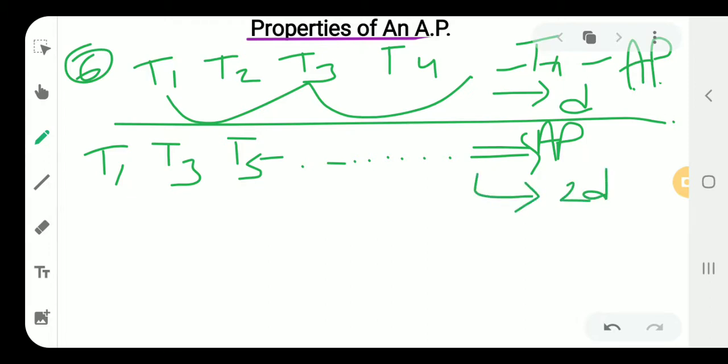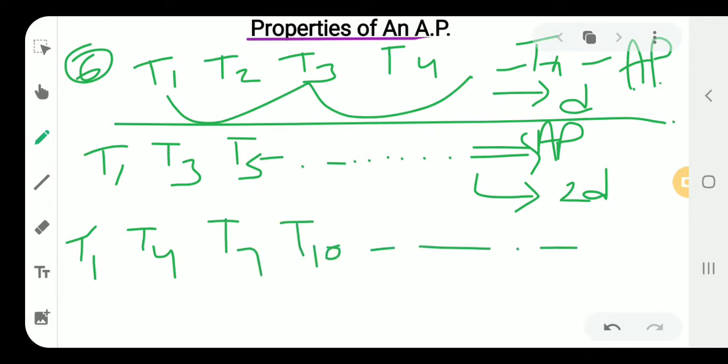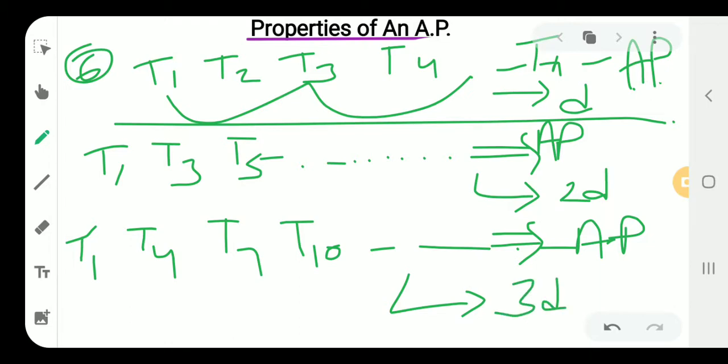Similarly, if we take the terms like T1, T4, T7, T10 and like this, then this will also be an AP with a common difference of 3D. See, we can see here 3 minus 2 is 1, therefore the difference is 2D. 4 minus 3 is 1, therefore the difference is 3D.